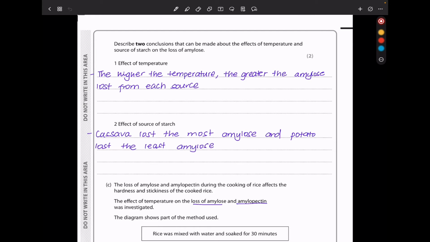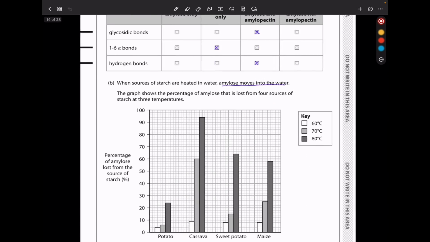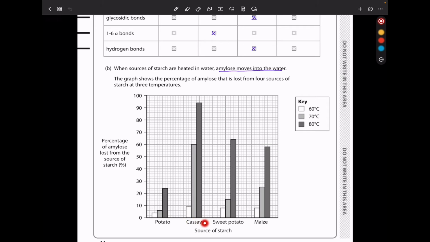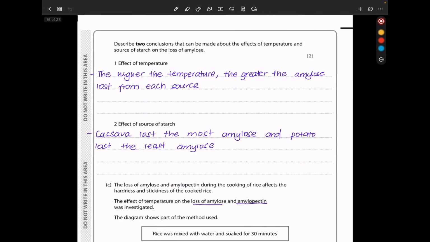So they say describe 2 conclusions that can be made about the effects of temperature and source of starch on the loss of amylose. Of course, the higher the temperature, the greater the amylose lost from each source. Remember, we are just describing. And then the effect of the source of starch. If we go back here, we can see cassava had the greatest effect and potatoes had the least effect. So here I said cassava lost the most amylose and potatoes lost the least amylose.